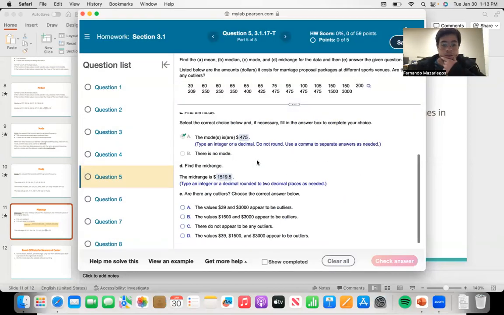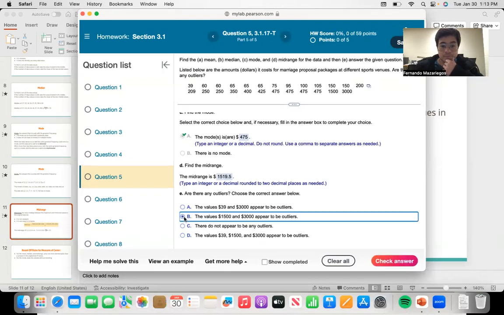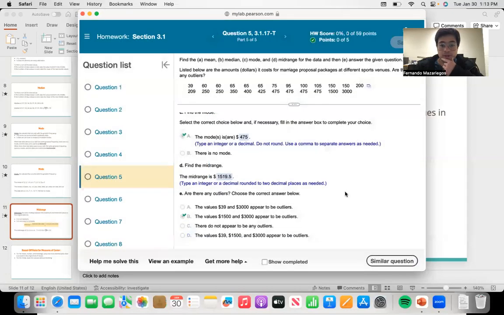Perfect. And then, are there any outliers? What do we think? B is the right answer.